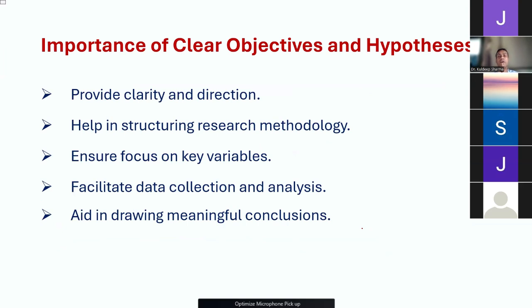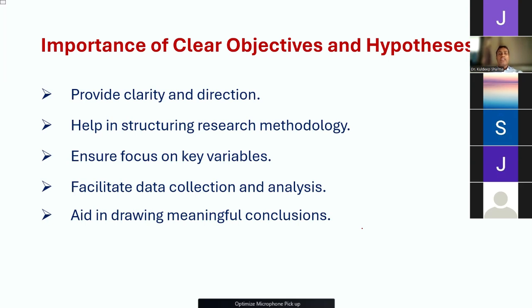Importance of clear objective and hypothesis. If both are clear, then it will provide clarity and direction in the research. It is going to help you in structuring research methodology. You will be able to write down your research design properly. You will understand in a more appropriate way. Your concept should be very clear about exactly what you want to do in your research.